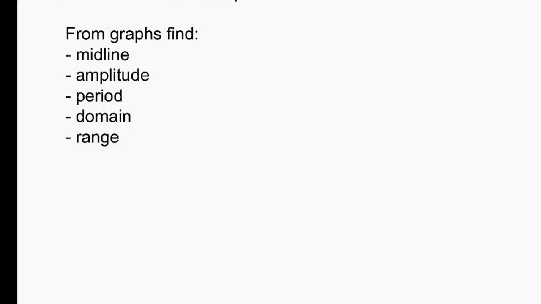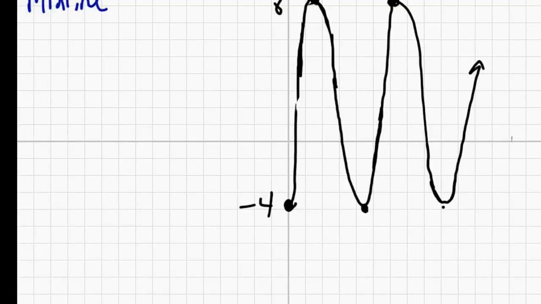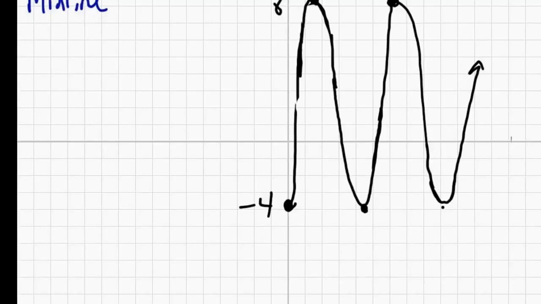So we'll start with a graph. Okay, so we're going to look at a sine graph. This rough sketch I did is not very good, but it'll work for us. We have a sine graph starting at -4, so you can see the y-intercept's at -4. It's going to go up to 8, back down to -4, up to 8, back down to -4, and so on.